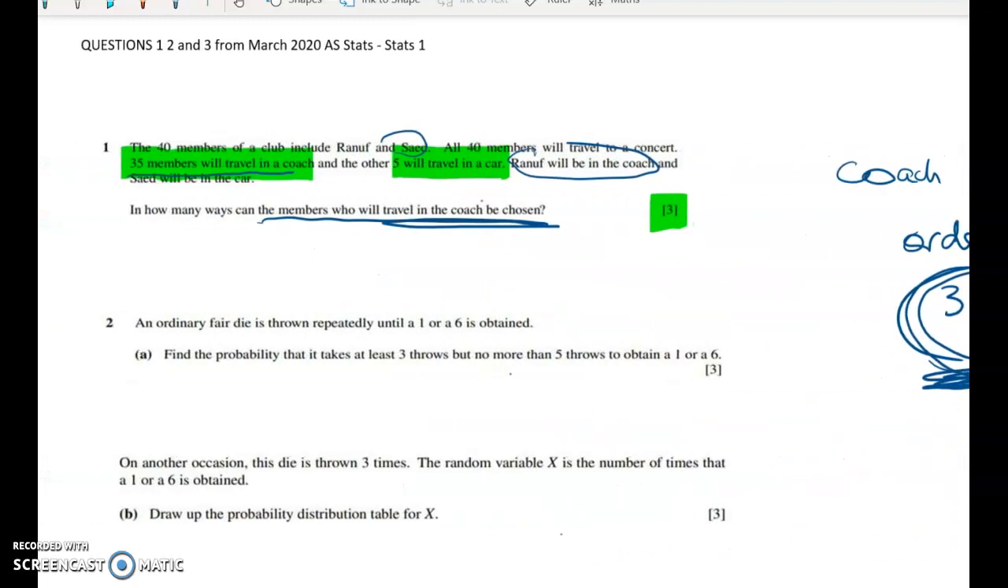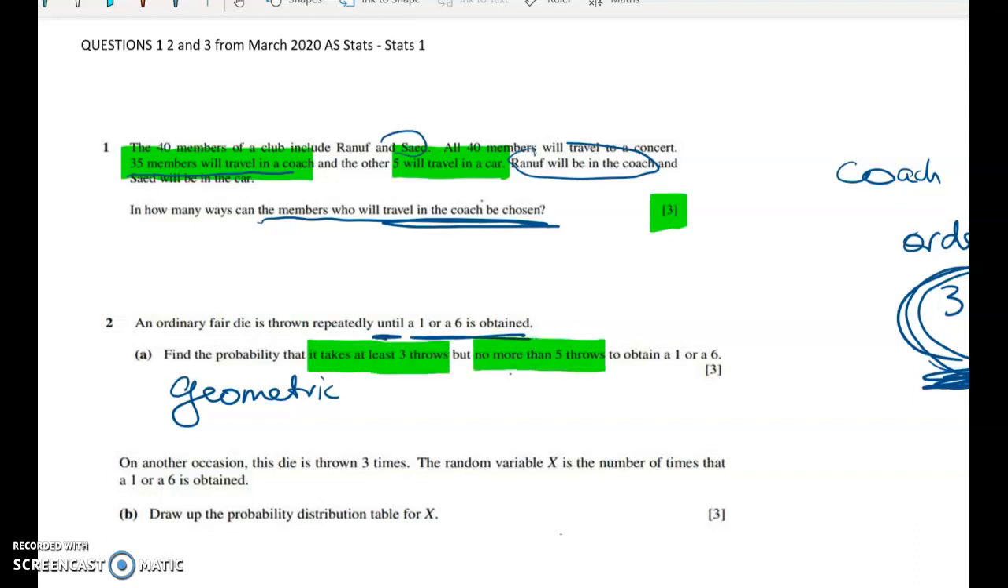Right, the next one. An ordinary fair die is thrown repeatedly until a 1 or a 6 is obtained. So you should be thinking at this point that this is going to be some kind of geometric distribution question. But the easiest way to do this one is to visualize a tree in your head. So we're going to find the probability that it takes at least 3 throws, but no more than 5 throws to obtain a 1 or a 6.